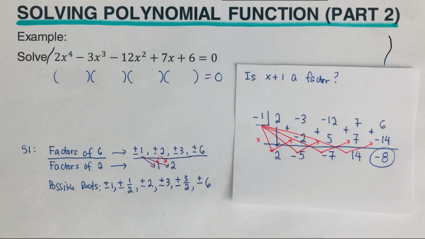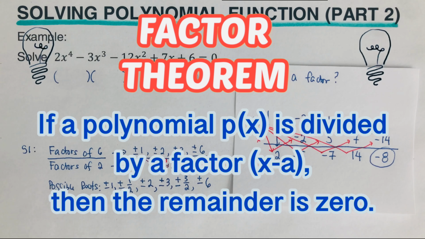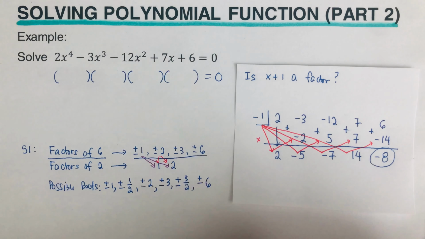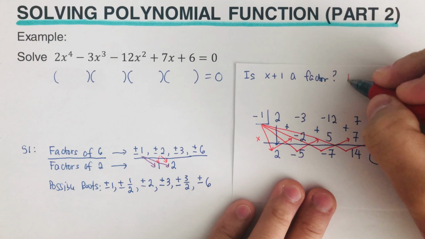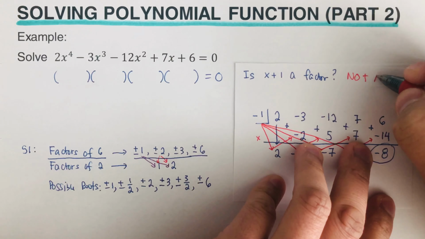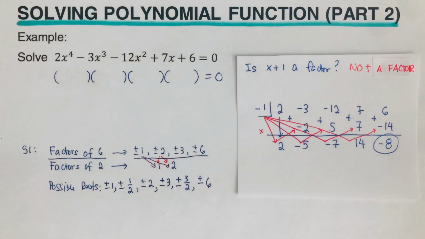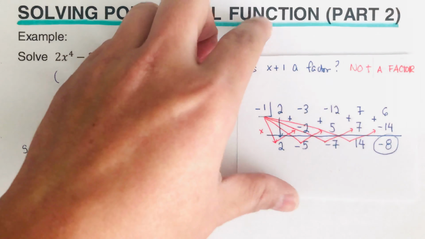Please remember the factor theorem. The factor theorem states that if a polynomial f of x is divided by a factor x minus a, then the remainder is 0. Since this is not 0, we can go ahead and say that x plus 1 is not a factor. So we move on to testing x minus 1. I'm just going to show the work on the side right here.